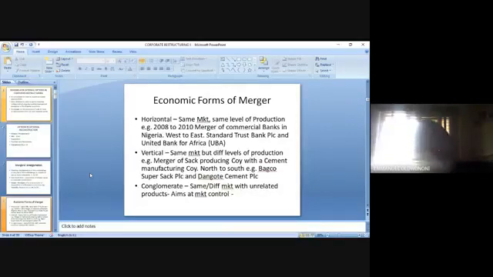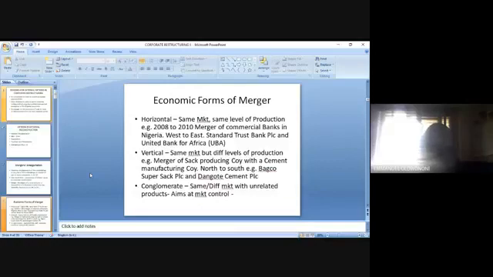But in a horizontal merger, it is the same market, same level of production, same product, same target customer. For instance, a merger between two banks, like when Standard Trust Bank PLC came together with United Bank for Africa, that produced what we have as UBA today. That is a horizontal merger. Two companies in the same market, in the same level of production, coming together to merge, then you say that is a horizontal merger.